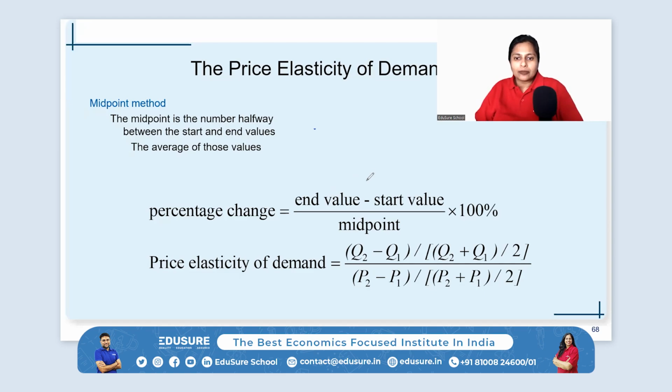So between A and B, let's say we put this as Q1 and this as P1. You put this as Q2 and this as P2. So what we do is you take Q2 minus Q1, but you don't divide it with any particular starting point. You divide it with the middle value of the two. So you take an average of Q1 and Q2 and that becomes your midpoint. So the difference in formula is this.